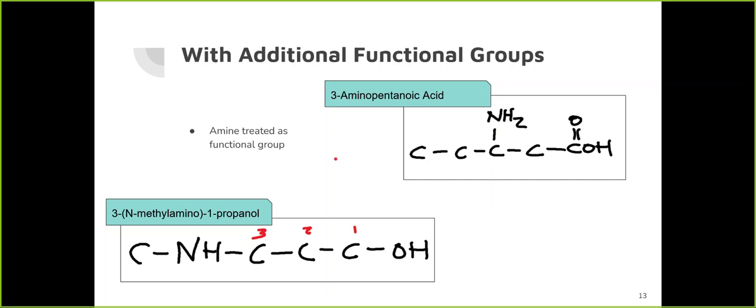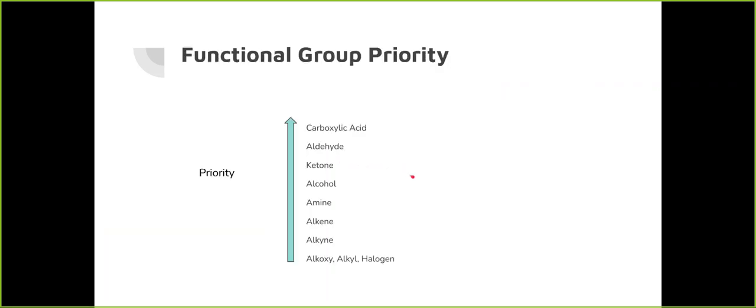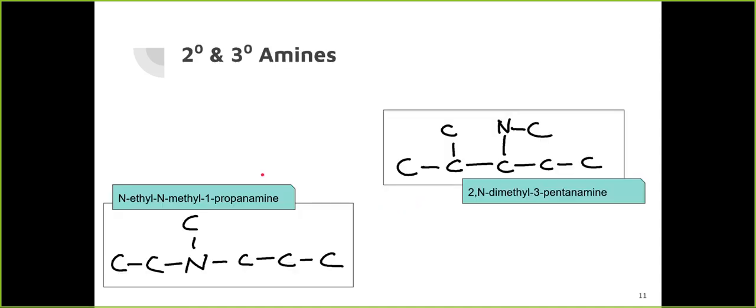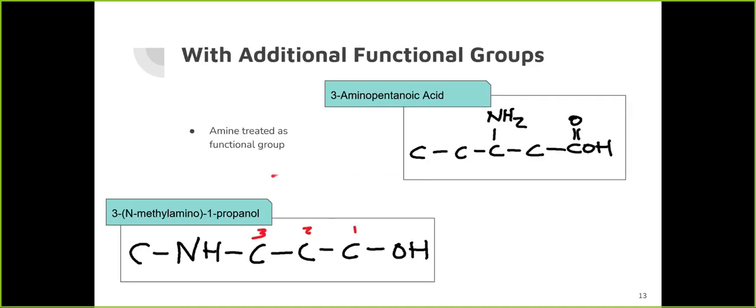So where would ethers and esters fall on that list? I don't have them on this list. I'll have to take a look at that. Ethers and esters priority. I'll take a look at that, let you guys know. So if you have additional functional groups on there, then you have to look at that priority.